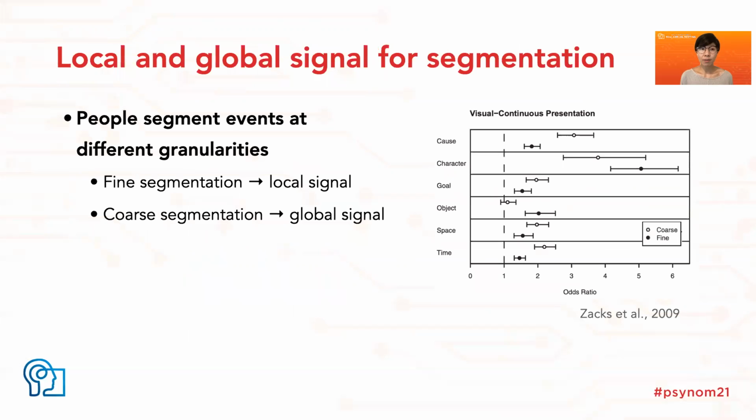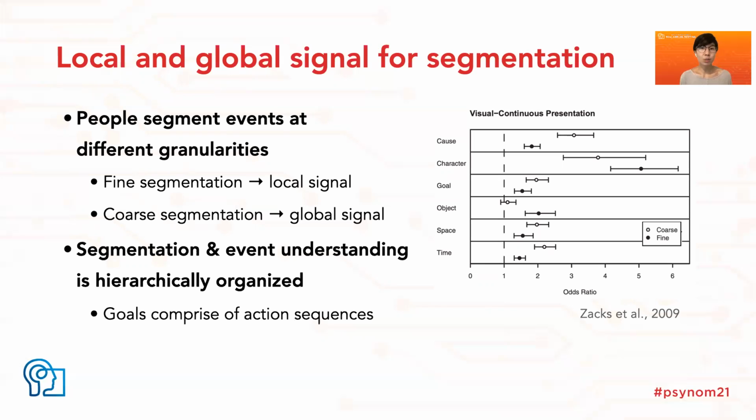People can segment events in different granularities. Fine segmentation usually coincides with lower level or more local changes, such as character changes or changes in how characters interact with objects. Whereas coarse segmentation usually coincides with more abstract, higher level or global changes, such as goal changes. Our knowledge of events is also hierarchically structured. We understand goals as comprising sequences of smaller action units. So this suggests that at least on some level, we need some retention of knowledge about recent actions and their relations to each other to understand what's going on and potentially to be able to segment ongoing experience.